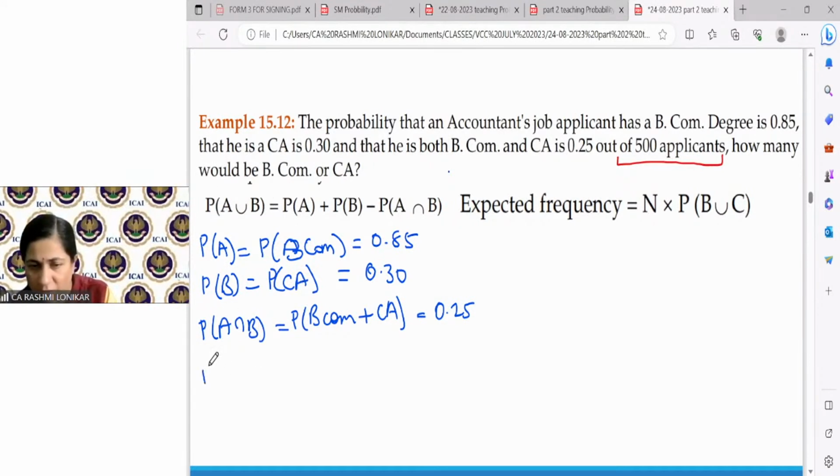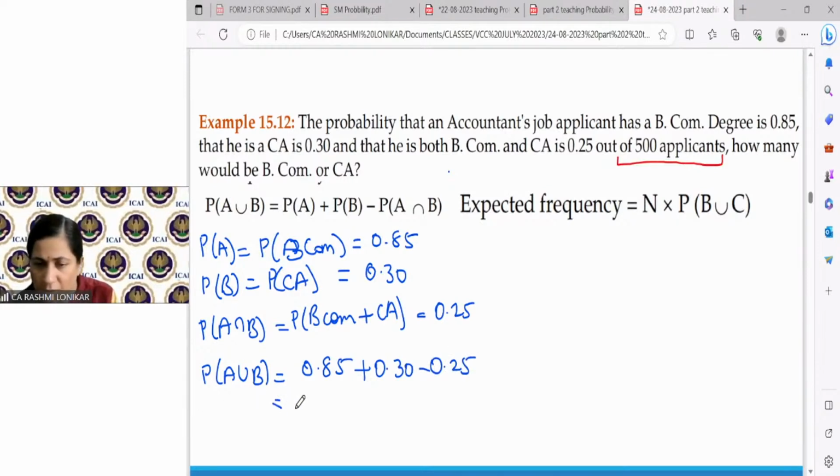So P of A union B will be equal to P of A, that is 0.85, plus P of B, which is equal to 0.30, minus 0.25. So how much is this? 0.115 minus 0.25 is equal to 0.90. Okay. But what are they asking you? How many would be? They are asking you numbers.